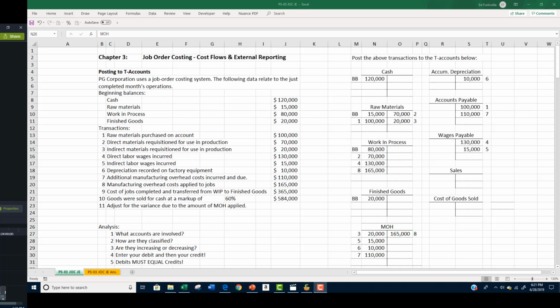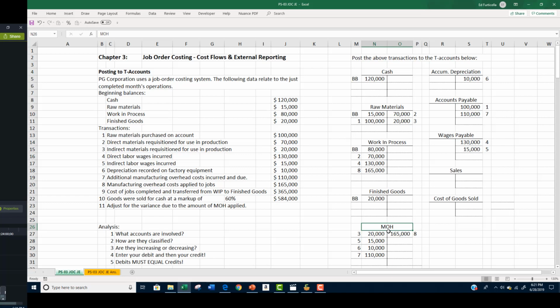Let's talk about the manufacturing overhead account. It is important that you realize that the manufacturing overhead account is a clearing account. As a clearing account, we will zero it out at the end of the accounting period. Because it is a clearing account, it will never show up on the financial statements because its balance will be zero at the end of the period.